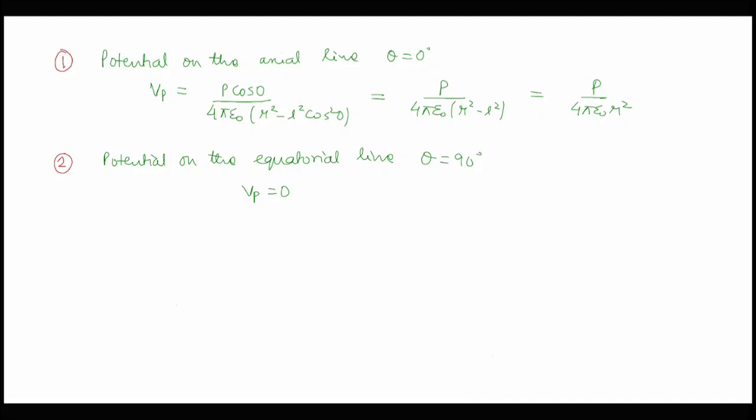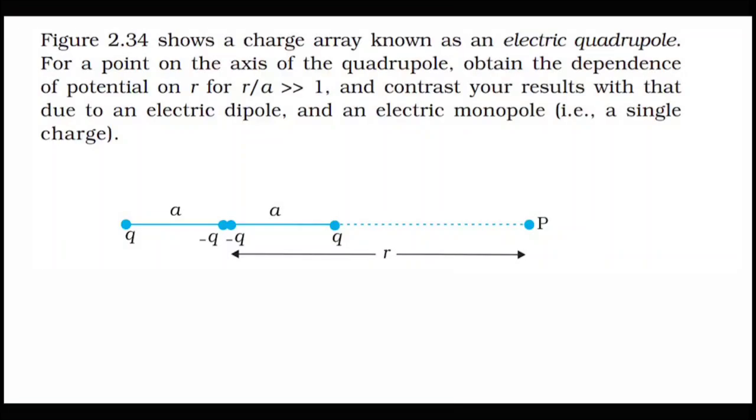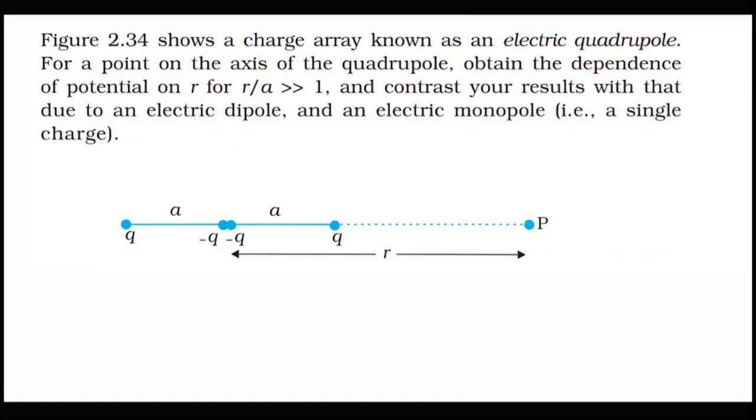So let us discuss a numerical over here. The figure shows a charge array known as an electric quadrupole. For a point on the axis of the quadrupole, obtain the dependence of potential on r such that r by a is greater than 1, and contrast your results with that due to an electric dipole and an electric monopole, that is a single charge.